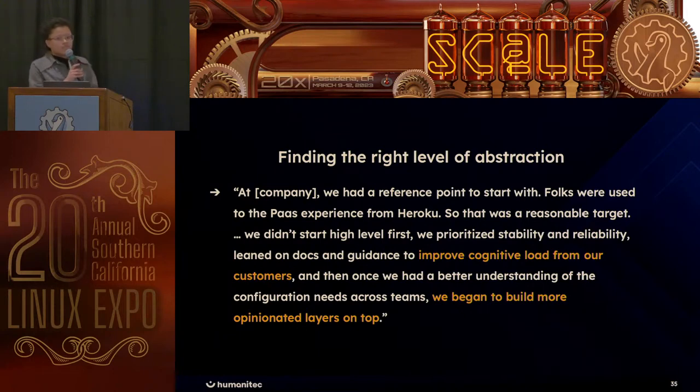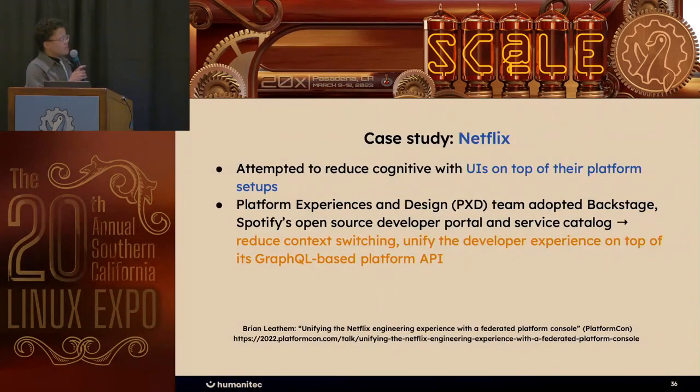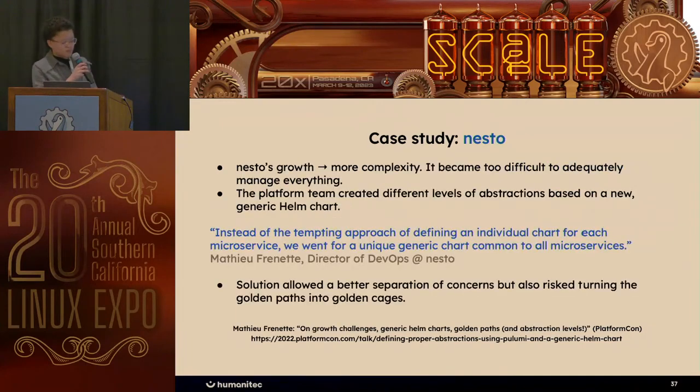The next two examples are going to be a little bit more detailed. So one case study is Netflix. Again, I will direct you to the platform contact from Brian Leatham because he explains this in much more detail. But Netflix took a more UI-based approach to finding the right level of abstraction. They wanted to reduce cognitive load by putting UIs on top of their platform setup. So their platform engineering team adopted Backstage, which I'm sure you're all familiar with, an open source developer portal and service catalog, and in the end, were able to reduce context switching, unify the developer experience on top of its GraphQL-based platform API. This is just one approach.